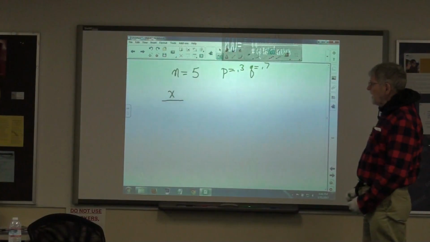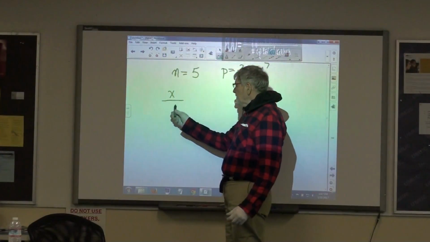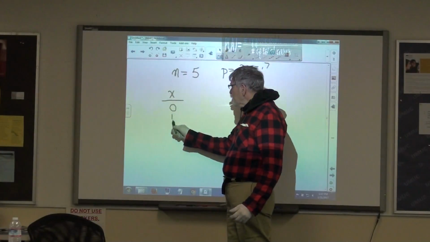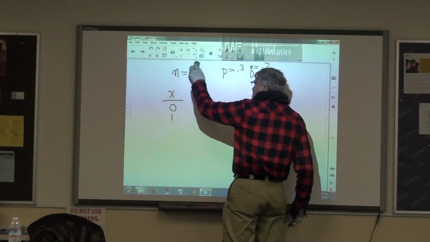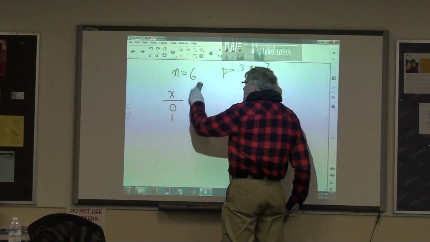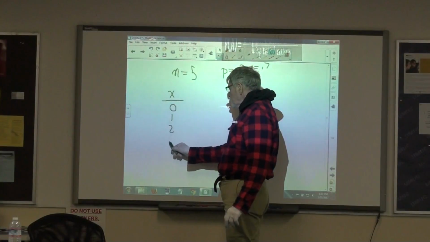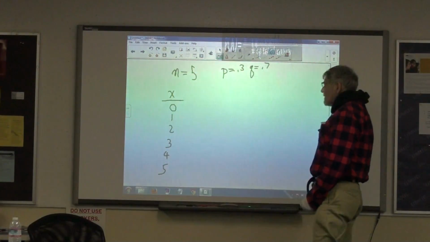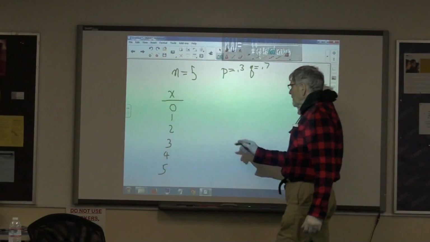Now when n equals 5, what are the different numbers of successes that I can have? I can have no successes, agreed? Or I can have one success, or 2 successes, or 3 successes, or 4 successes, or 5 successes. Those are the numbers of successes that I can have, agreed? Now each one of those has its own probability.